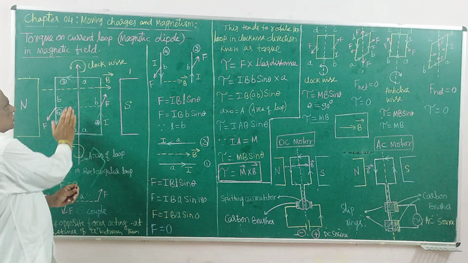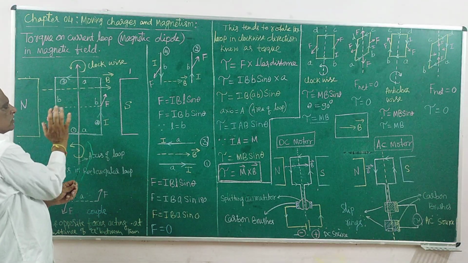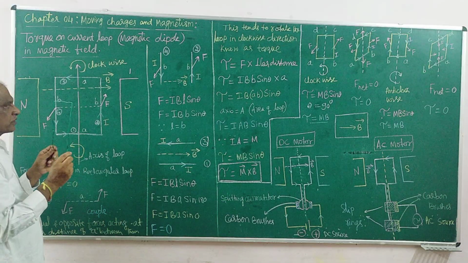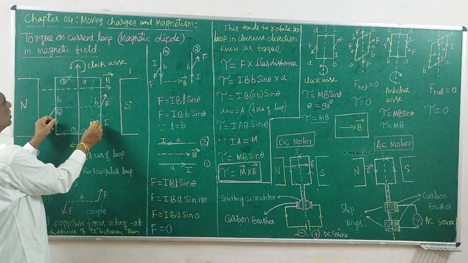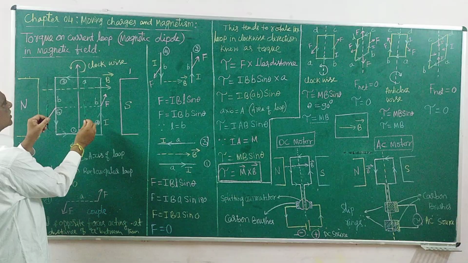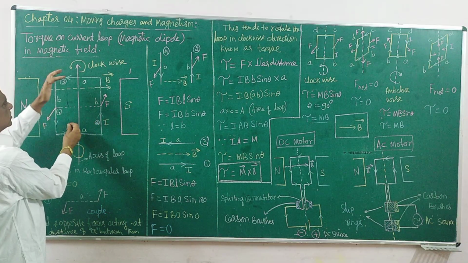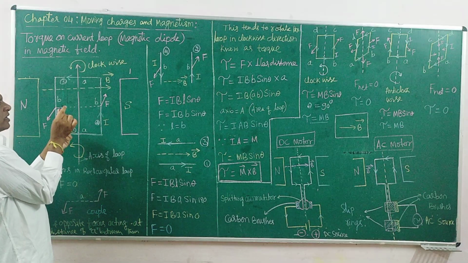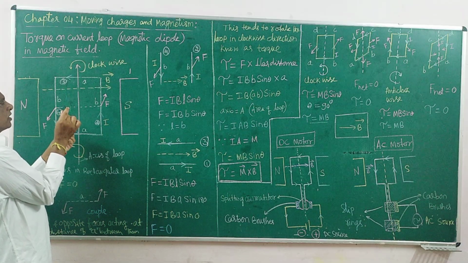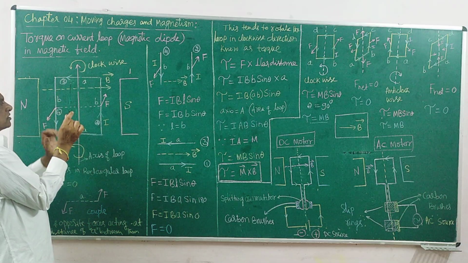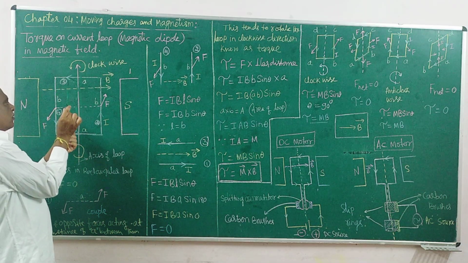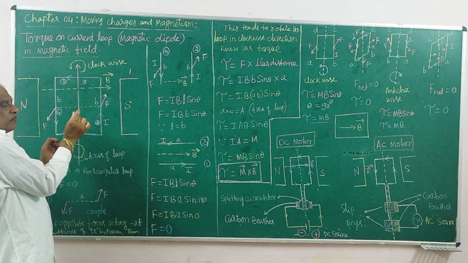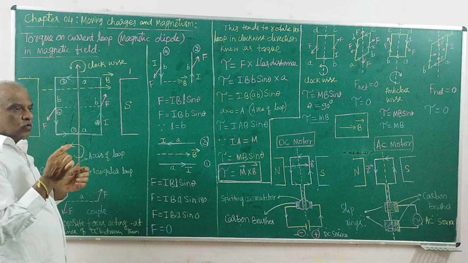That is rotation about the axis. If you rotate this loop through 90 degrees, what is the alignment you get? Rotation means rotating about the axis like this. Exactly 90 degrees. Now the loop alignment is like this. The plane is perpendicular to the board, but the current direction in the loop remains the same.